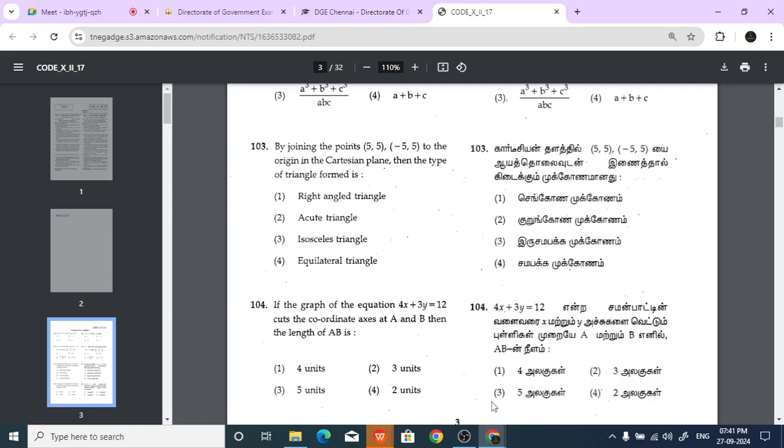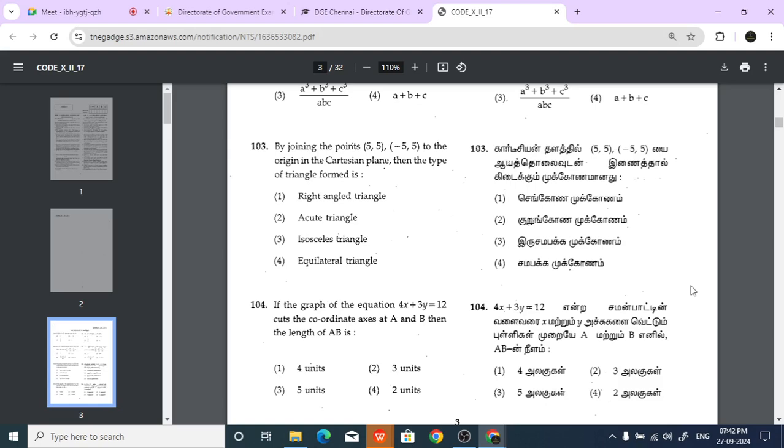Rakshan, can you read 104? One of you? Rakshan, can you read question number 104? Are you able to hear me? I'm not very sure whether there's any network issues. No, sir. Yeah, you can read it.